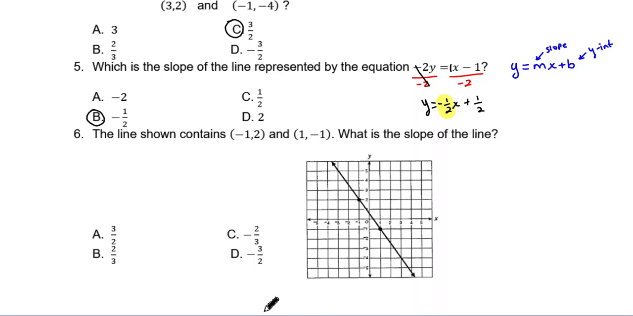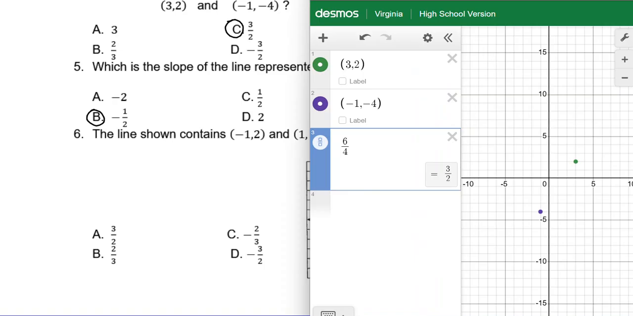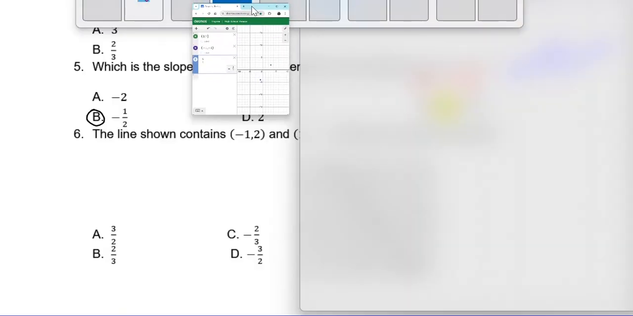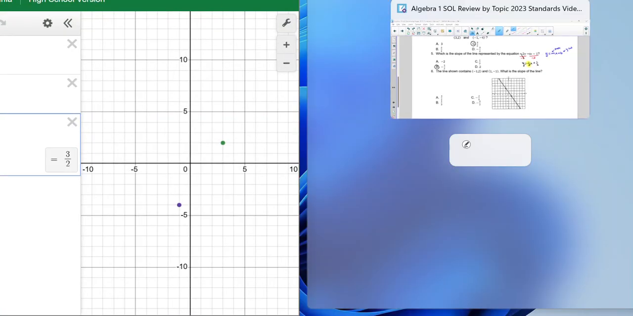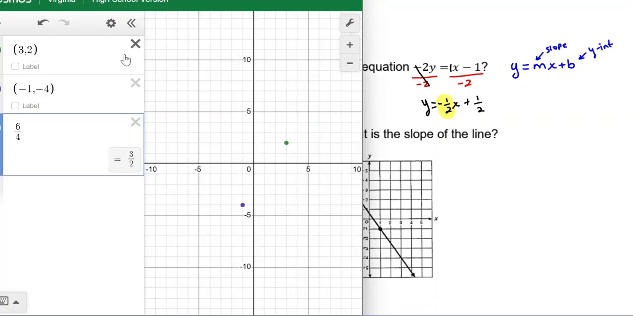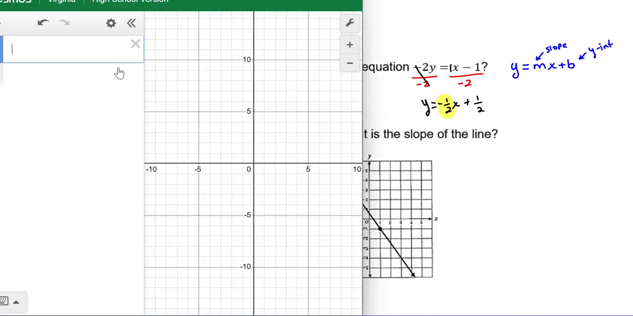Let me go ahead and do this one in Desmos, because sometimes it's just nice to be able to count, right? So if you want to do this in Desmos, you can go ahead and put the equation, so the original equation right here. You have -2y is equal to x minus 1. That was the original here. And you notice that the slope is going down, the line is going down, so it is negative.